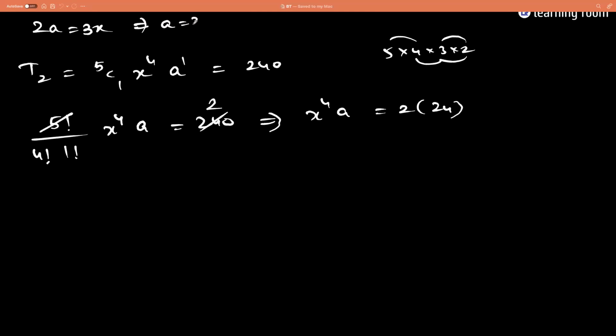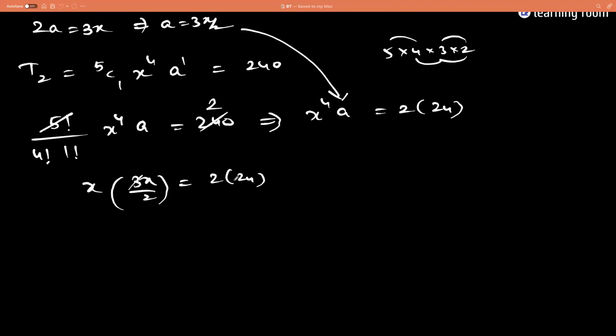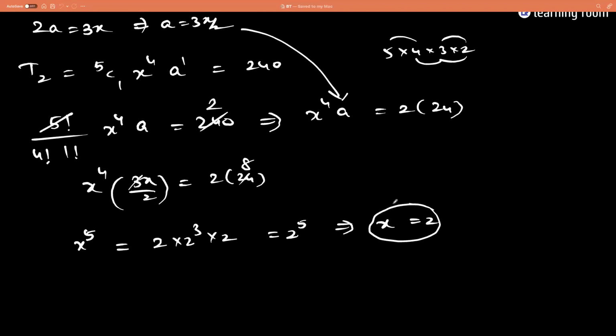So from this, I can say a is equal to 3x by 2. Take this and substitute it here. So x into 3x by 2 is equal to 2 into 24. So this will cancel this 8 times. Sorry, x^4. So x^5 is equal to 2 into 2 cube into 2. So this will be 2^5, which implies x is equal to 2. When x is 2, what will be the value of a? a will be 3. It's a very, very lengthy problem, but no other option. We have to do this.